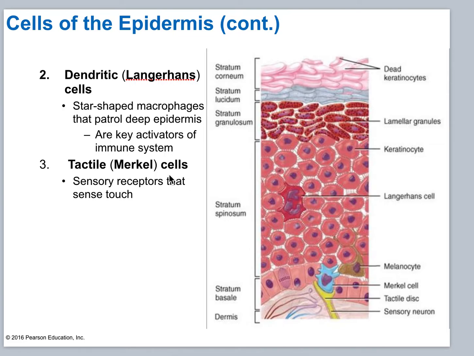The third type of cell is the tactile cells or Merkel cells. Here's a cartoon diagram of a Merkel cell here. These are sensory touch receptors. So these cells are connected to a nerve, and this allows for feeling and for sensory awareness in the skin. Tactile Merkel cells.